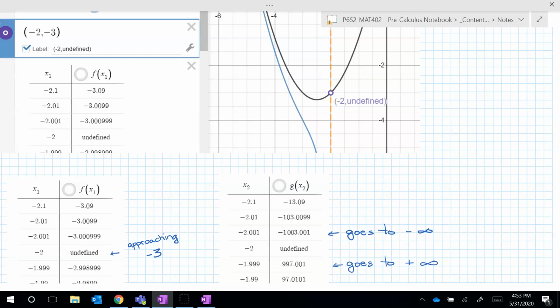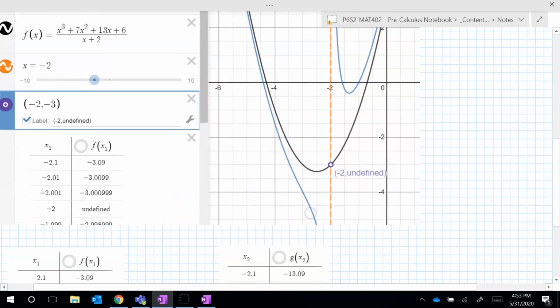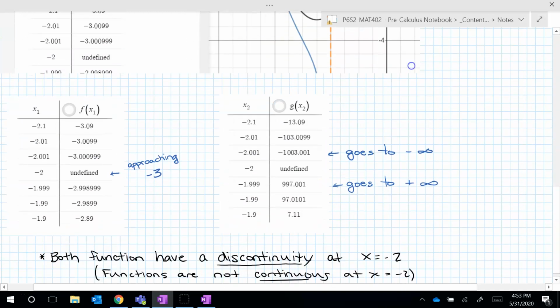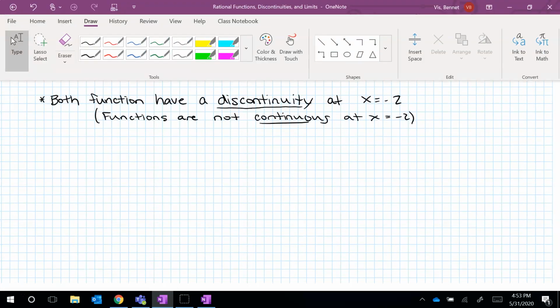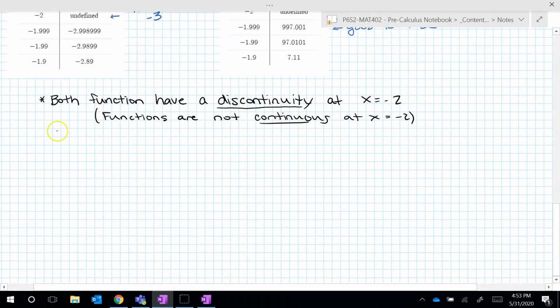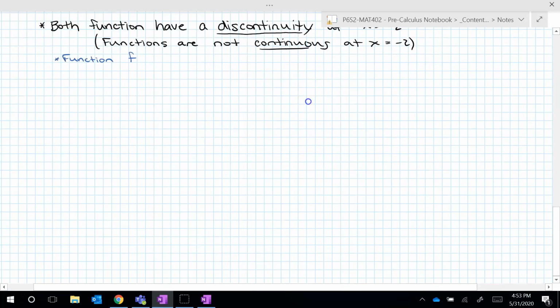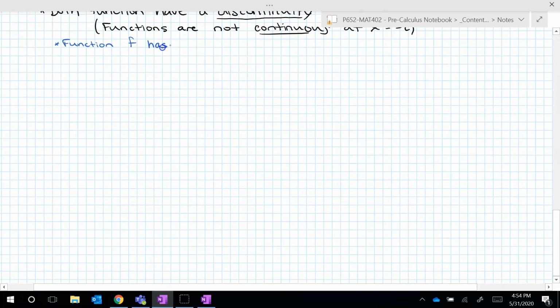But the two types of discontinuities are very different from each other, as I can see just from the graph. One is an asymptote blowing up off to negative infinity and positive infinity, and one is just this little hole. So they're very different in how they behave from each other. So we say function f, that's the one that just looks like a parabola, the black one here. This is function f. Function f has what we call a removable discontinuity.